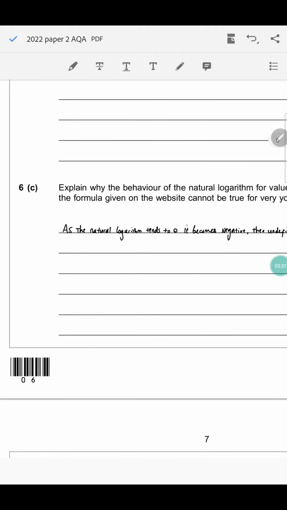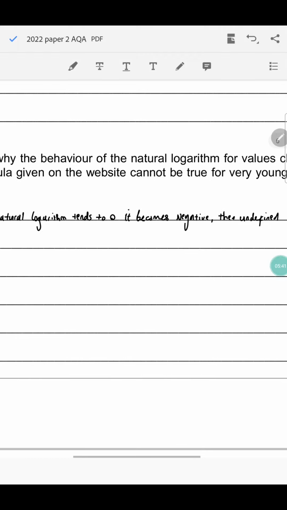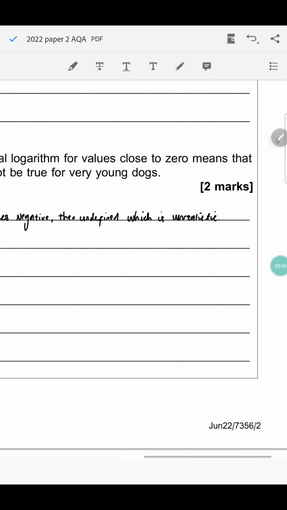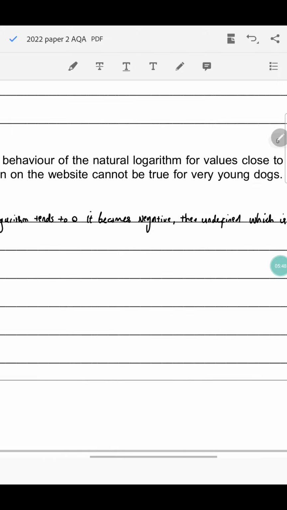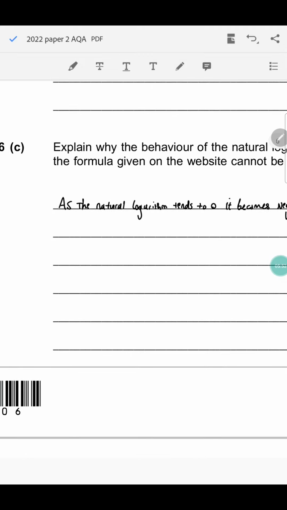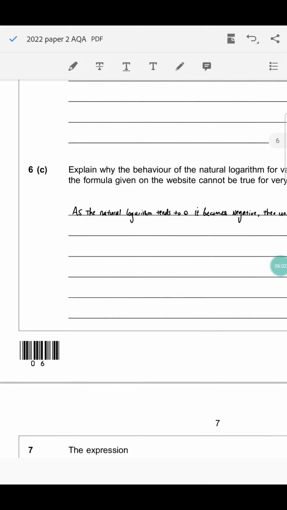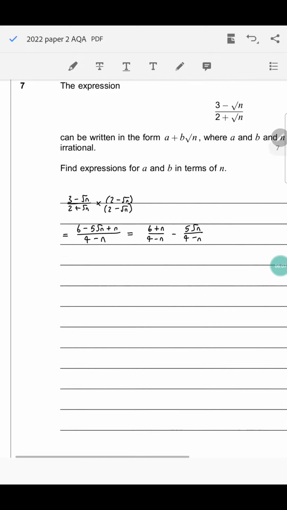Now with question 6c, we need to explain the behavior of the natural logarithm for values close to 0. This means that the formula given on the website cannot be true for very young dogs. If the natural logarithm is less than 1, we know that it's going to become more and more negative, and a negative number can't be an age. It wouldn't make much sense. So that would be your answer to that.